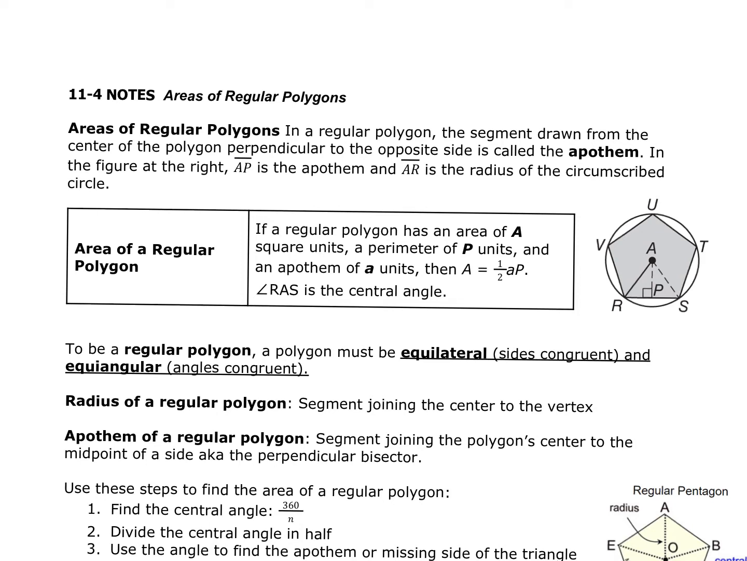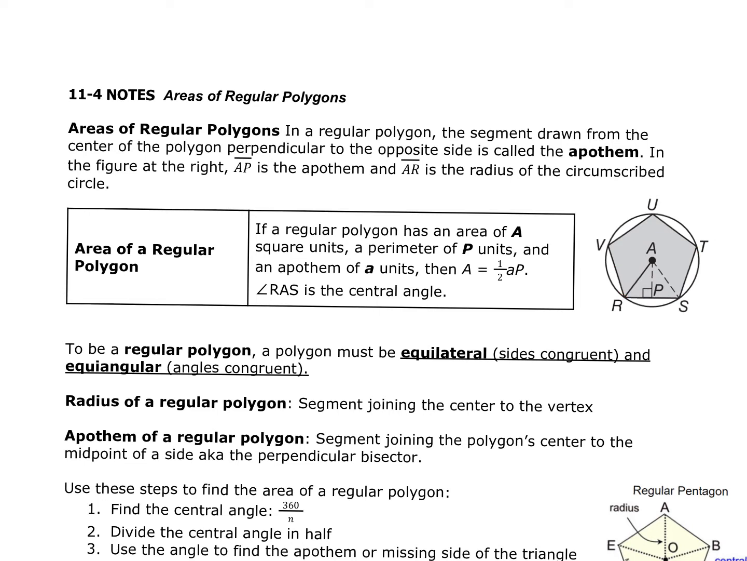Now, we can use this apothem, this segment here, to essentially help us solve for the area of a regular polygon, using the equation that the full area of the polygon is going to be equal to 1/2 the apothem times the perimeter. So this area is equal to 1/2 of the apothem times the perimeter of the figure.